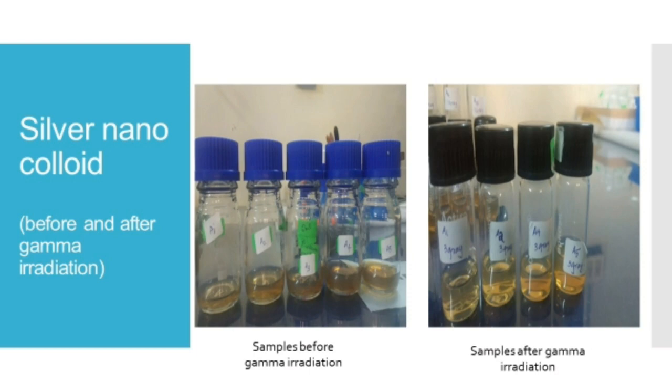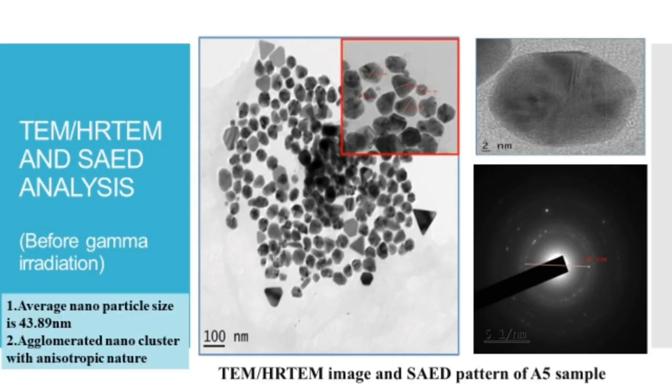The figure itself shows a color change of gamma irradiated samples to pale color, which suggests the elimination of agglomerated nanoparticles. This is later confirmed by TEM and SAED analysis. This is the TEM and SAED result of samples without gamma irradiation. This shows silver nanoparticles with average particle size of 43.89 nanometer. The particles are agglomerated with anisotropic nature. The individual particles have hexagonal and spherical-like structures.